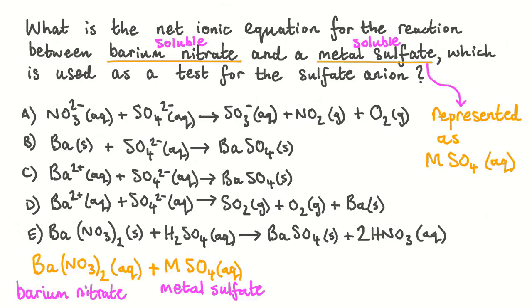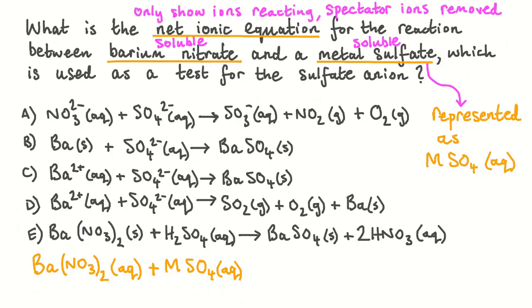In this question, we need to consider the reaction between barium nitrate, which is a soluble barium salt, and a metal sulfate, which can be represented as MSO4 (aq), since it also must be soluble. Since we are going to show a net ionic equation for this reaction, only the ions reacting will be shown, and any spectator ions will be removed. Spectator ions are those that do not change in the reaction at all.